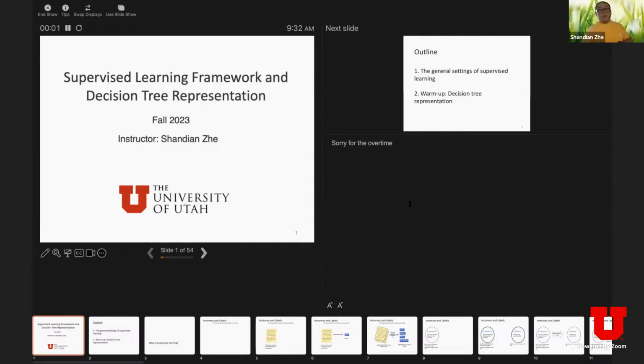And what does it mean? It means that decision trees look very simple and intuitive, but the decision boundary can be quite complicated. It can be highly nonlinear. So that means a decision tree is very flexible and very powerful.